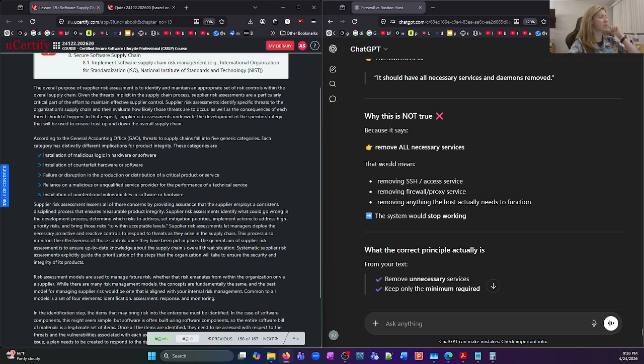Supplier risk assessment lessens all of these concerns by providing assurance that the supplier employs a consistent, disciplined process that ensures measurable product integrity. Supplier risk assessments identify what could go wrong in the development process, determine which risks to address, set mitigation priorities, implement actions to address high priority risks, and bring those risks to within acceptable levels.